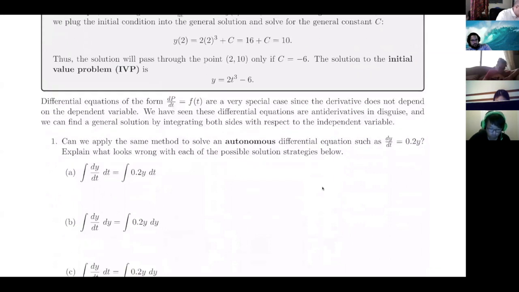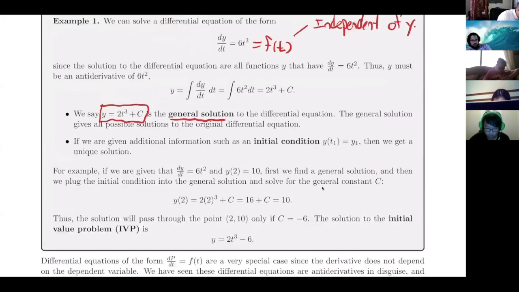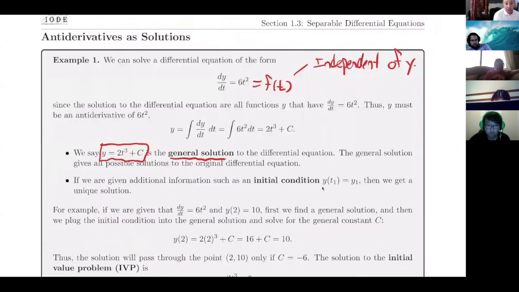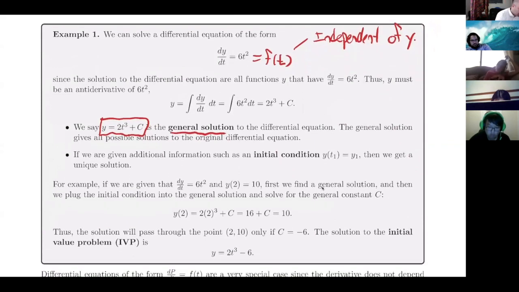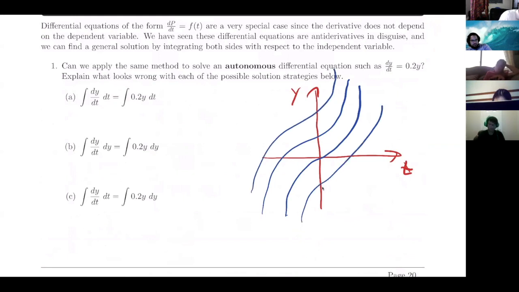And just to find some space, so if we're trying to sketch the solutions to this, we had t and y. And what we can see is that our solutions are going to look like cubic functions. So they're going to look like things like this and various shifts of that. So all of these functions, for example, would be possible solutions to the differential equation.